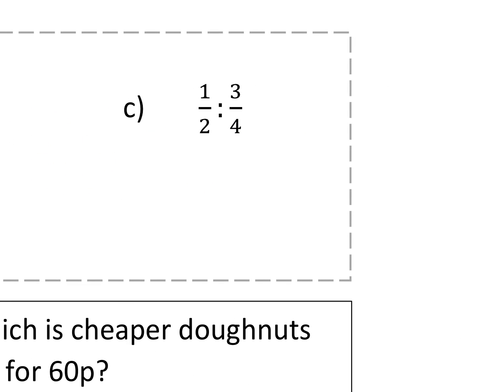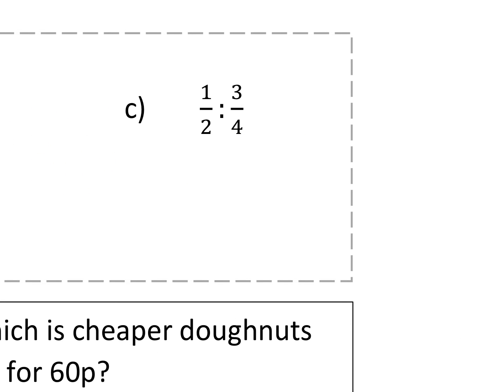Part C, we have a fraction this time. Just like a decimal, we don't want to have that. What we can do here, a couple of options. You can just multiply both sides up, or you can get a common denominator. I'm going to go for the common denominator route first of all. I know that 1/2 is the same as 2/4. So I could write that ratio as 2/4 to 3/4. And then if I multiply both sides by 4, I would get 2 to 3.